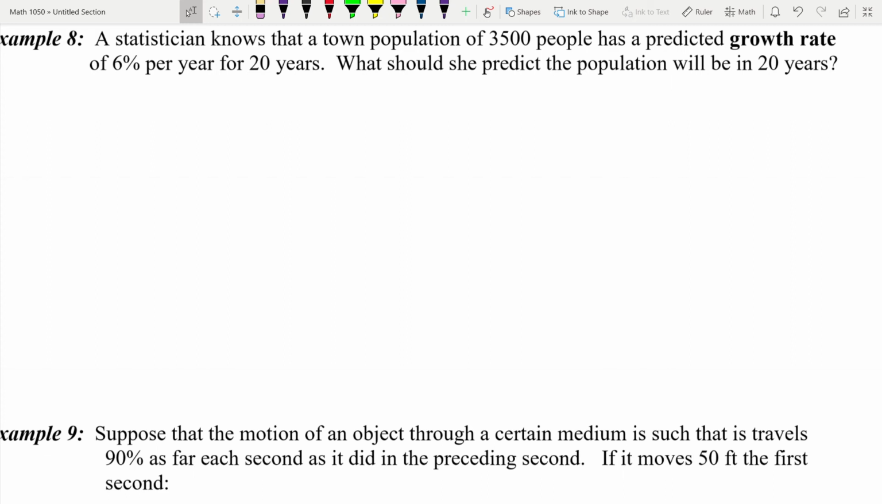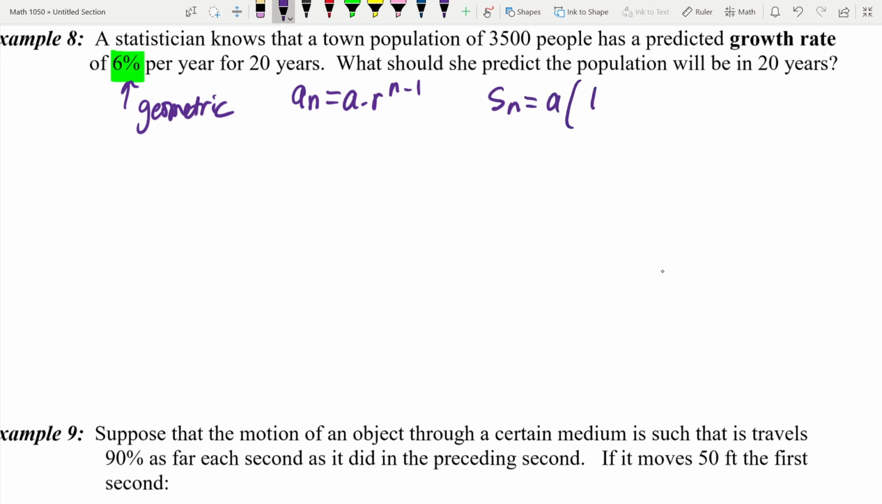Okay, so I have a question for you guys. First of all, see how this is a percentage right here? If that's a percentage, then you know immediately that it is geometric. So do they want the formula a sub n equals a times r to the n minus 1, or s sub n is a times 1 minus r to the n over 1 minus r? Which formula are they asking? Can someone tell me?